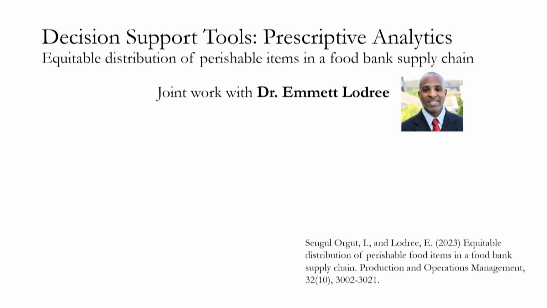All right, lastly, I wanted to talk about a decision support tool where we use prescriptive analytics or optimization. The title of this work was Equitable Distribution of Perishable Items in a Food Bank Supply Chain. This paper was published in the Production and Operations Management Journal, and it is joint work with my colleague, Dr. Emmett Laudry, who's not here today.